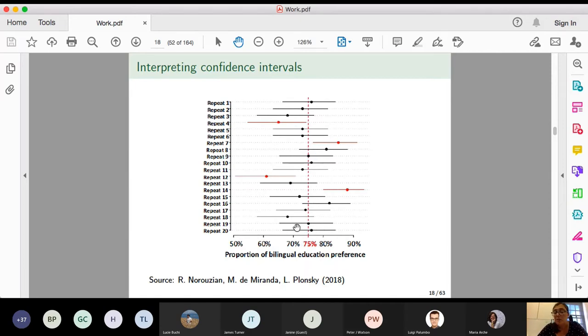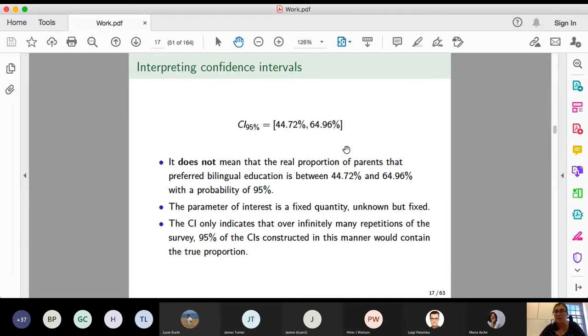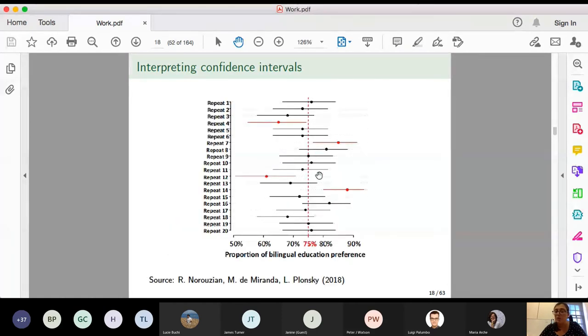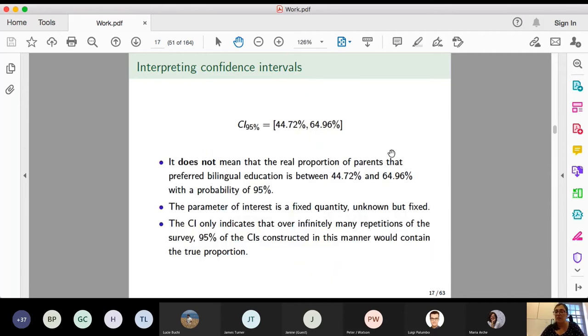And we can see that some of these confidence intervals that we have obtained do contain the true proportion value. So 75% is inside a confidence interval, but in some cases, the ones that are in red, they don't contain the true parameter value. Now, when you have your sample and you have computed a confidence interval like this one, you have no way to know if you are in one of the good cases, the black confidence interval, or in one of the bad cases, the red one. You know that most of the cases are good, 95% of them contain the true value, but this one in particular, I don't know which case it is.